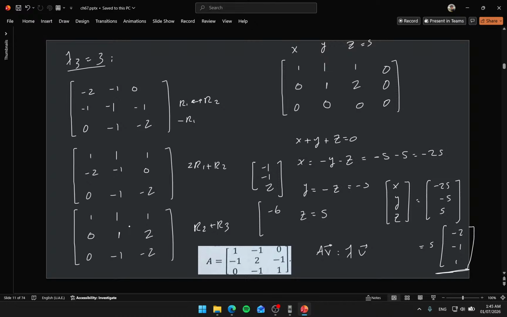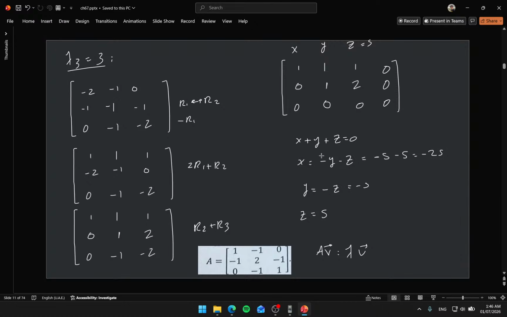Oh, sorry. 2 times 1 plus 0 is 2, right. Then I added these, I get a row of zeros. Then I do x plus y plus z. Oh, negative of 2s. Okay, I understand. That's negative, and y is negative s, so negative of negative s is positive s. s minus s is 0.